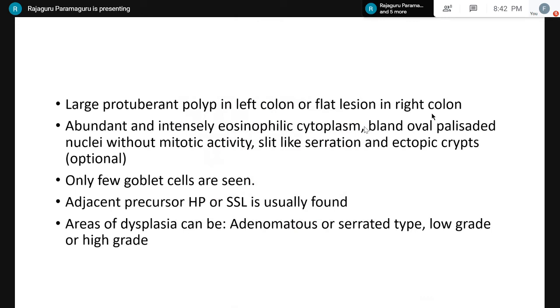As I told, these are large protuberant polyps, usually in the left colon, or flat lesions in the right colon. They have abundant, intensely eosinophilic cytoplasm with bland oval palisaded nuclei without mitotic activity. Slit-like serrations with ectopic crypts are seen, and the presence of ectopic crypts is not mandatory for a diagnosis of traditional serrated adenoma. In certain cases, we might not be able to find them, and only a few goblet cells are seen.